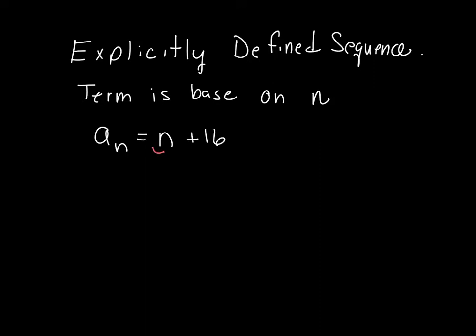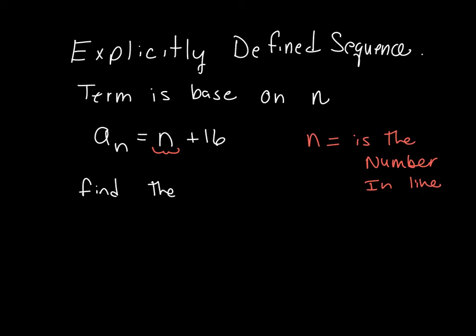Now what I want you to notice here is that n is the number in line, the place of it. This is not a subscript. So with this, if I say find the fourth term, that means n is equal to 4, and therefore A4 is just equal to 4 plus 16, or 20.